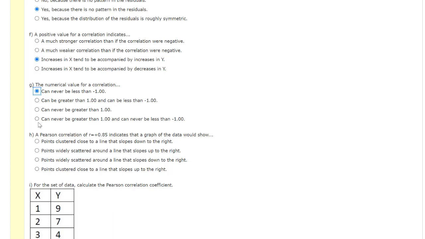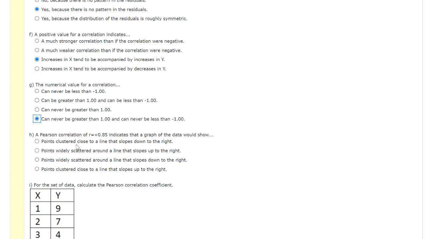That's interesting. I wonder why. Okay, so I guess this is trying to get them both. So technically it can never be less than -1, and it can never be greater than 1. So both of these, okay? I guess it could have formatted that differently.